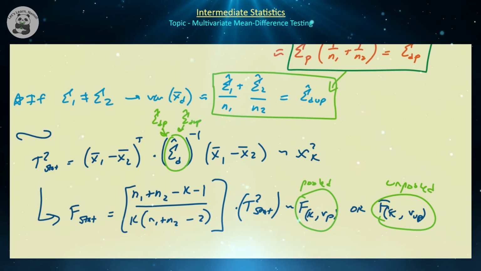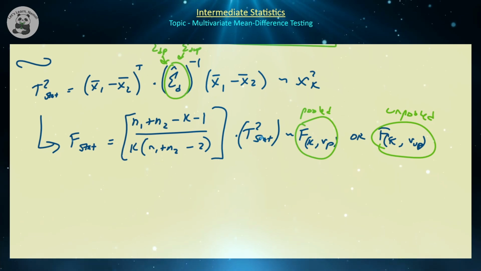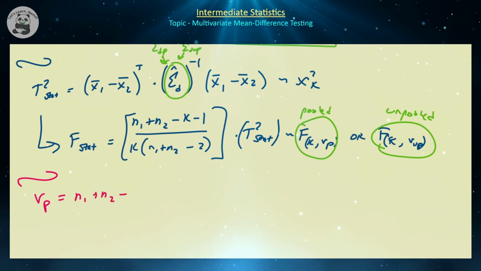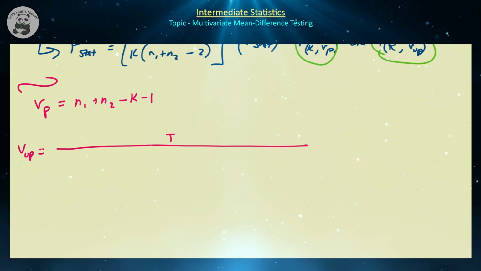That should be familiar from the univariate world. So the pooled variance degrees of freedom is actually quite nice. The degrees of freedom for the pooled covariance t-test is going to be equal to n1 + n2 - k - 1. Again, n1, n2 are sample sizes from our multivariate populations. K is the number of features. And the unpooled is actually quite beautiful, at least theoretically.